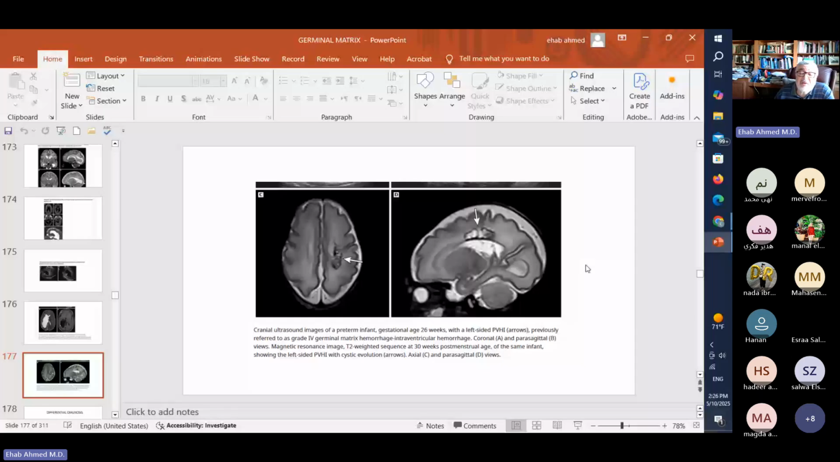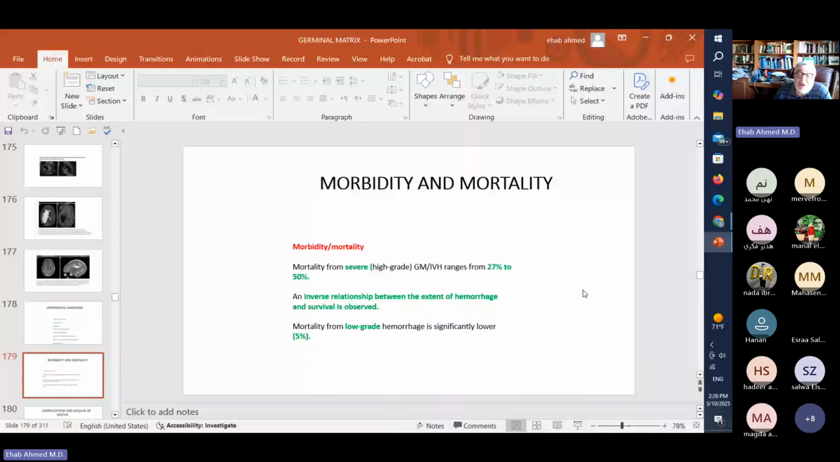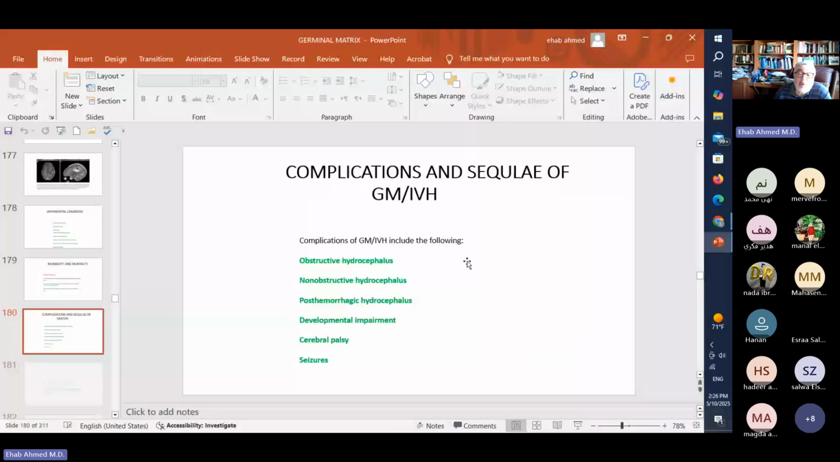Differential diagnosis is very wide, including other causes of intracranial hemorrhage, sepsis, apnea, cardiac problems, respiratory problems. It's a very, very long list. Morbidity and mortality, we talked about that. Complications.